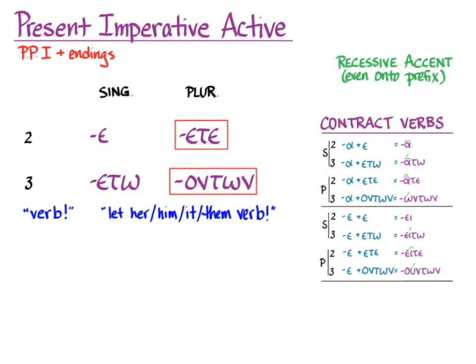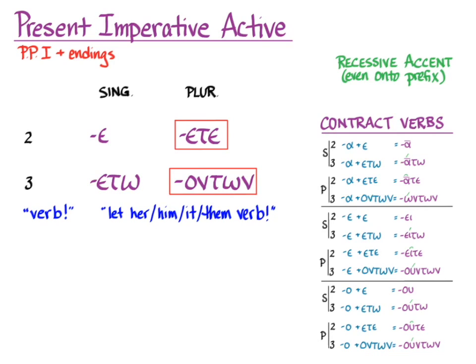Here are the endings already contracted for epsilon contract. We get ει and είτω in the singular, and είτε and ούντων in the plural. And then for omicron contract, we get ου and ούτω in the singular, and ούτε and ούντων in the plural.